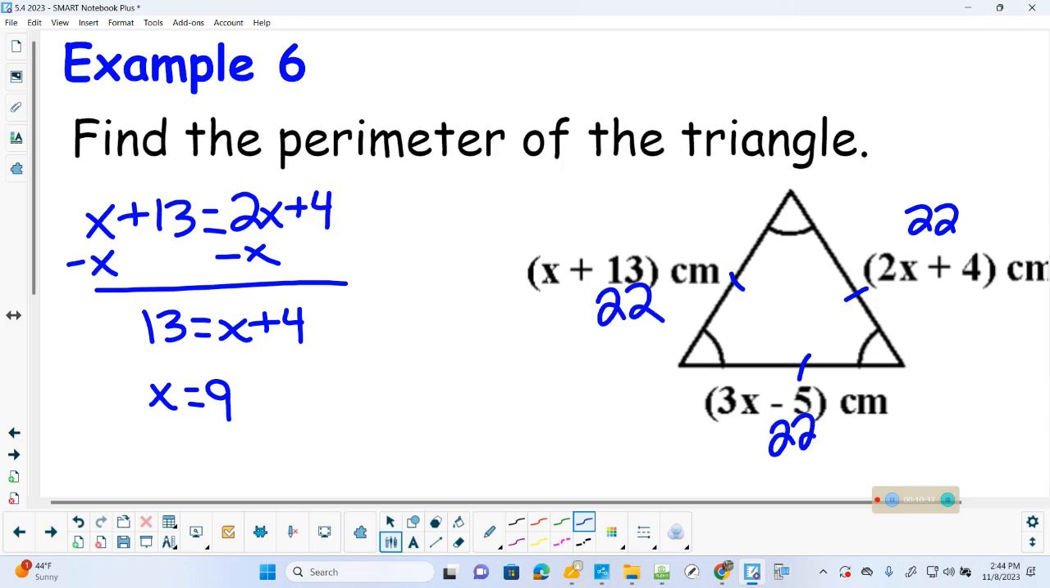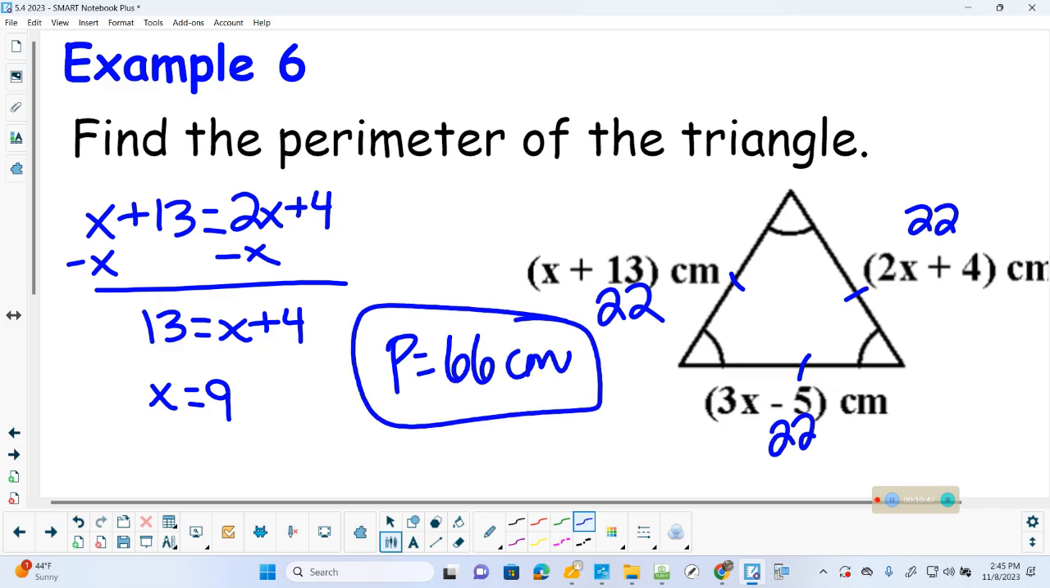What is your overall final perimeter answer? 66. Good. Add them all together. And I'm going to be fancy and just throw a label of centimeters on that. Got it. Any questions on that guy?